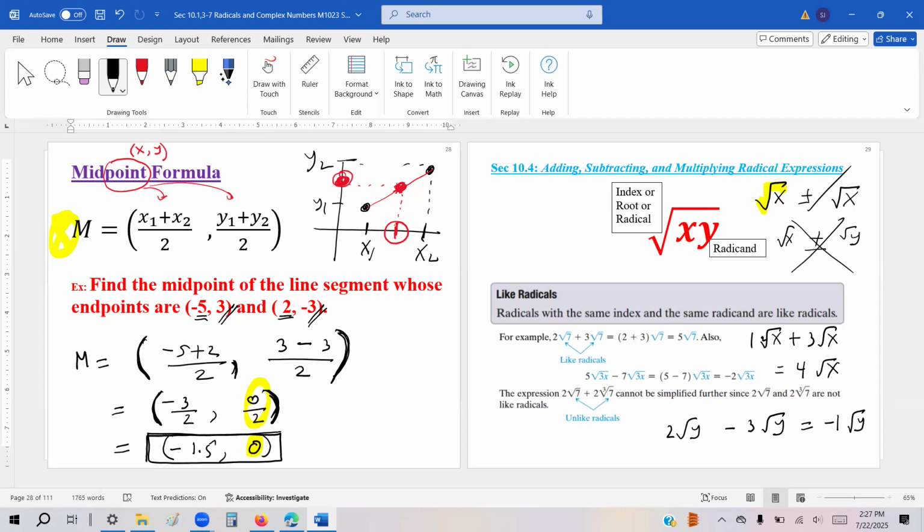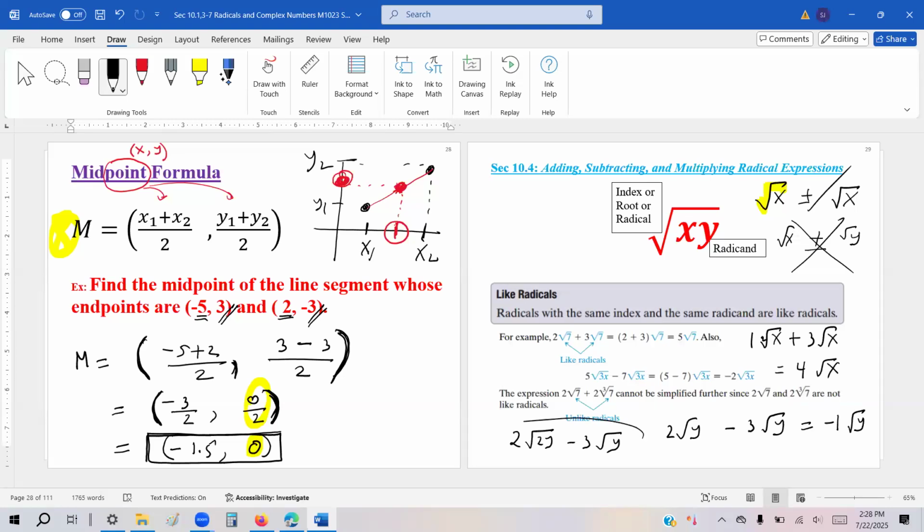So 2 radical 2y, and you have -3 radical y. Do you have the same radical symbol? We do, square root. Do you have the same inside? No. One inside is 1y, the other inside is 2y. In that case, it cannot combine.